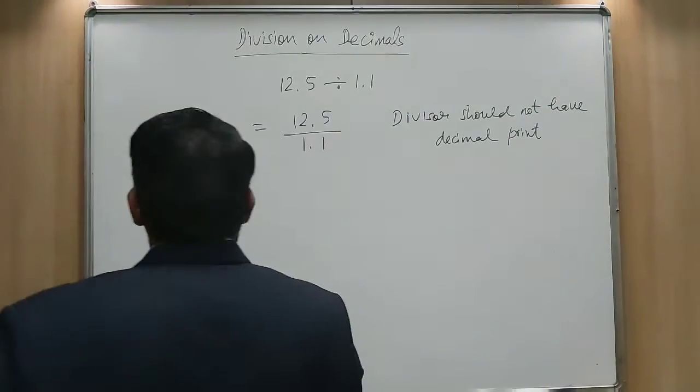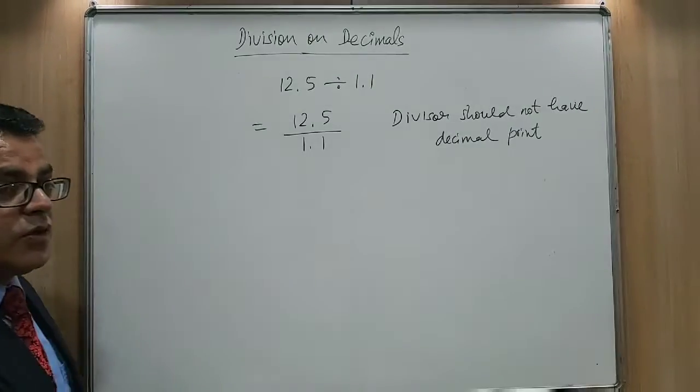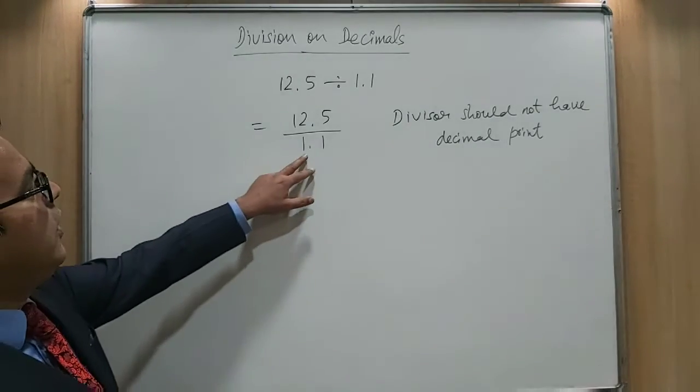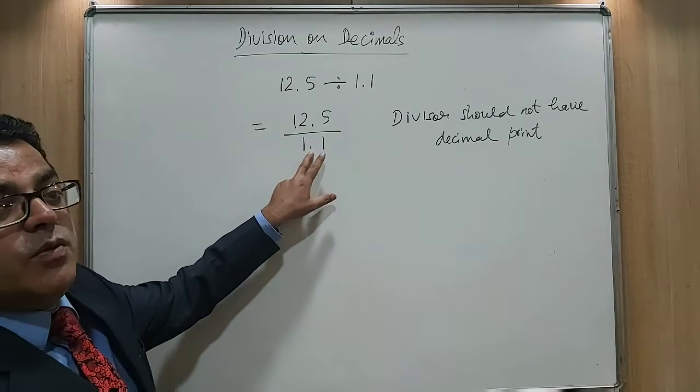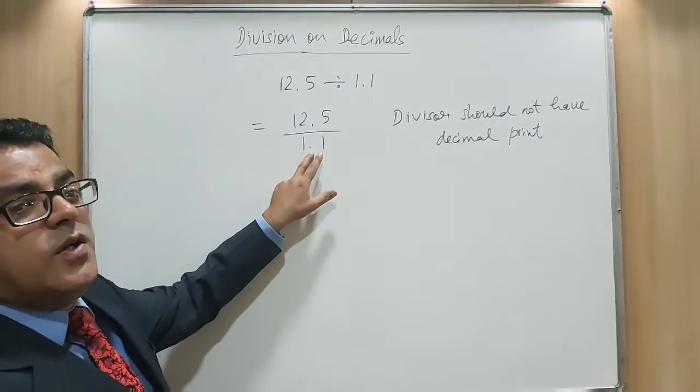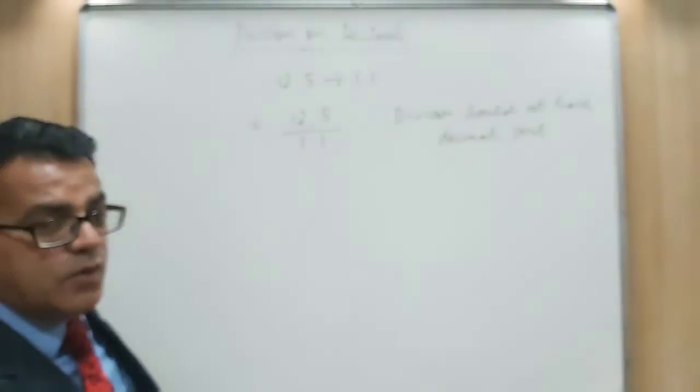We can't divide any number by a decimal. You should first remove that decimal point. So we need to remove this decimal point. Now how can we remove it? This is a very simple trick to remove it.